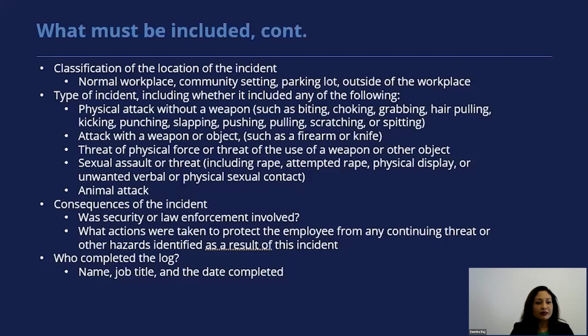Additional specific information that must be included is a classification of the location of the incident. So did the incident occur at the normal workplace, in a community setting, in a parking lot, or outside of the workplace? Additional information as to the type of incident, including whether it included any of the following: was it a physical attack without a weapon, fighting, choking, grabbing hair, or was it an attack with a weapon, and what type of weapon? Was it a threat of physical force or the threat of use of a weapon or other object? Was it a sexual assault or a threat of the same? Or was it an animal attack?